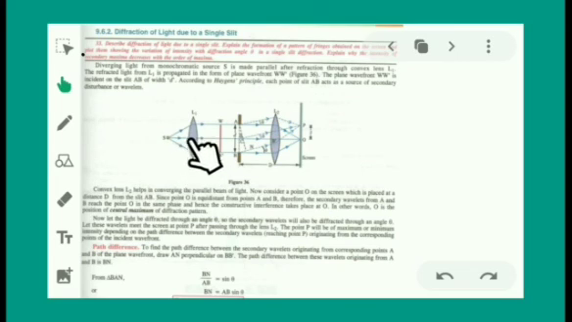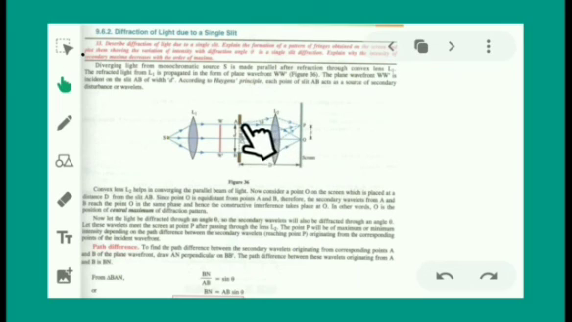It is placed at the focus of the convex lens L1. That means the light coming after refraction from the lens is parallel. That means the wavefront is a plane wavefront. Then this plane wavefront is incident on the slit AB. Then a screen is placed at a distance D from the plane of the slit. Another lens L2 is placed here. The screen is placed at the focus of the lens L2.